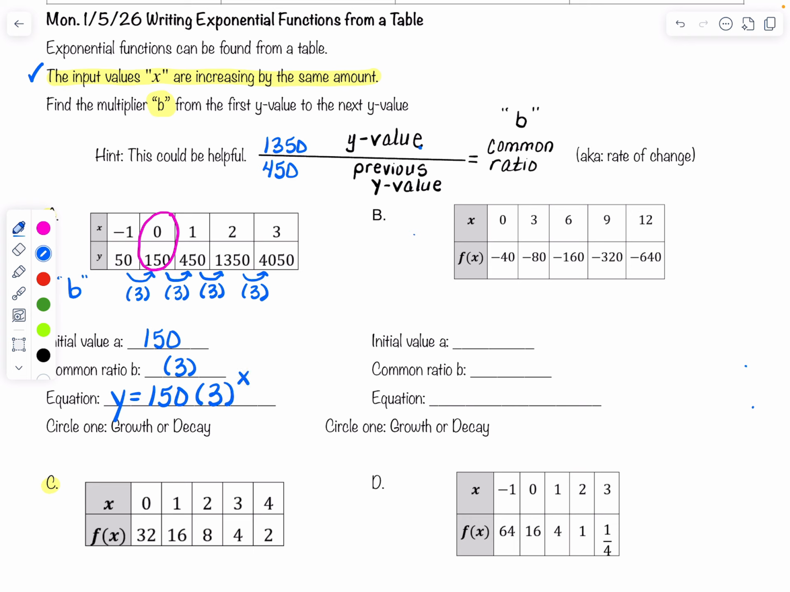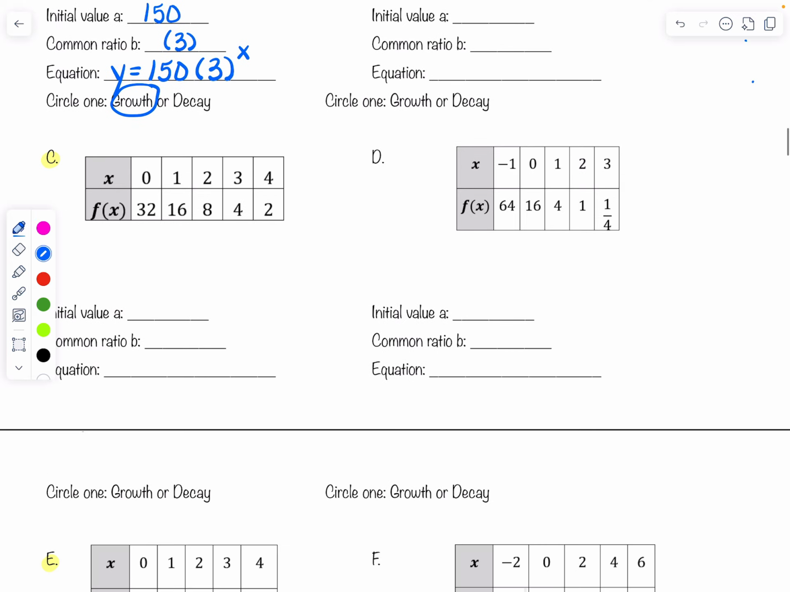Now remember, the variable x has to be in the exponent. Look at the B value. Is 3 greater than 1 or is 3 between 0 and 1? What's greater than 1? That's exponential growth. Okay? All right, so let's go to example C.